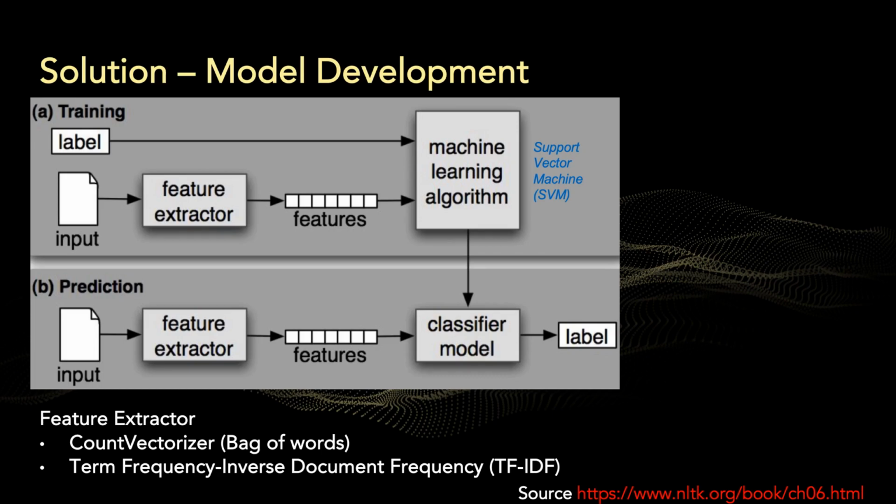The matrix was then used to get the term frequency multiplied by the inverse document frequency to obtain a weighted representation of each term's importance in the vocabulary. The machine learning algorithm, in this case a support vector machine, takes the extracted features and generates a classifier model. During prediction time, the same feature extractor is used to convert new unseen text into the input features that the classifier will understand and generate a prediction label.